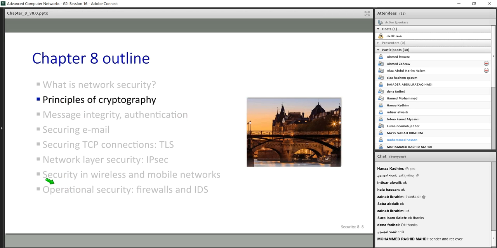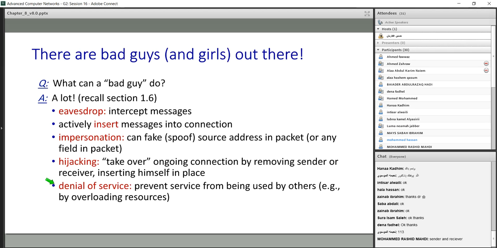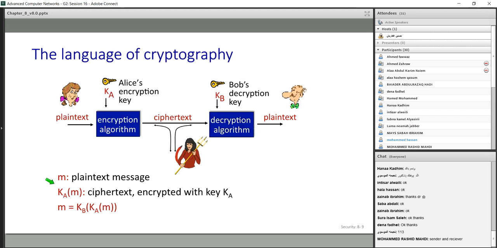So, what should we do? We should talk about those aspects, those principles that I talked about. And the first one is cryptography. What is cryptography?